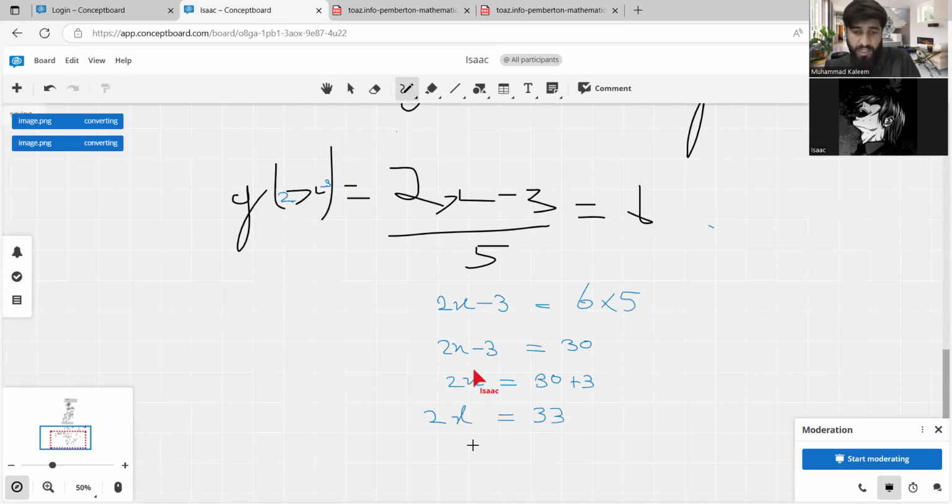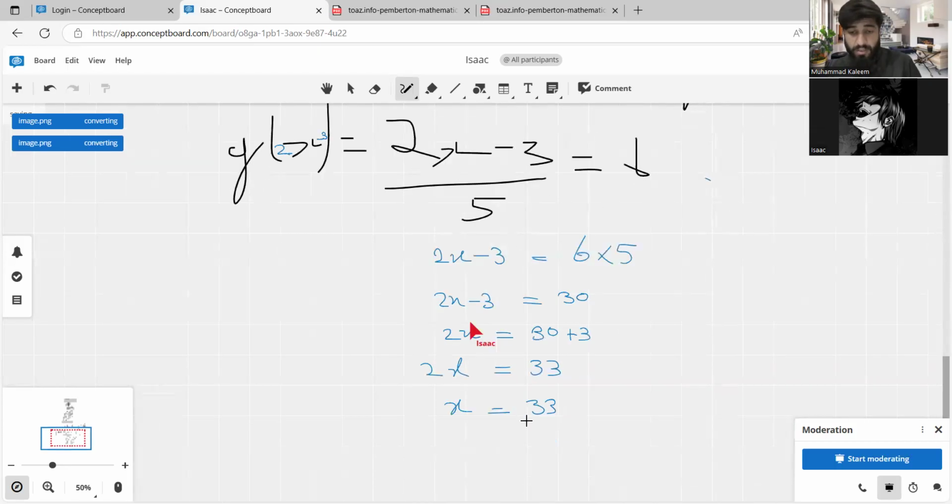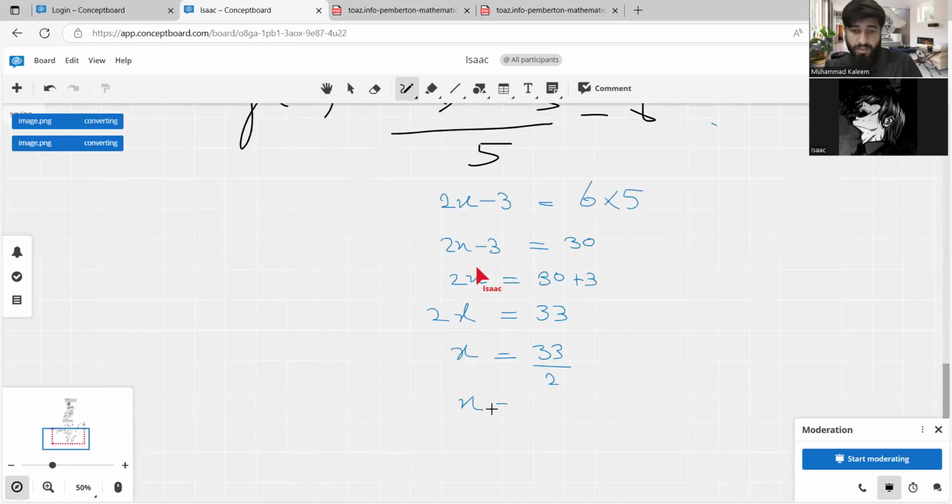Then you have to divide both sides by 2. Or you may say that as 2 moves to the other side, it will be in division. So x is equal to 16.5, or 16 and a half. Does this make sense, Isaac?